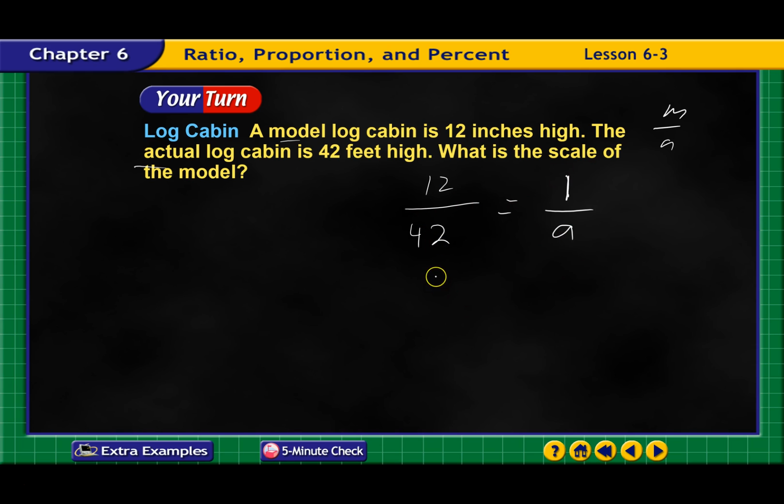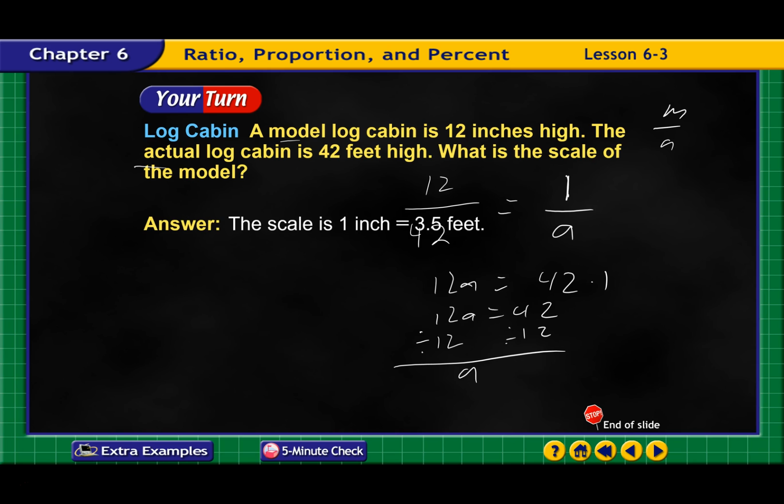So cross products would give 12A equals 42 times 1, which would end up being 12A equals 42. Divide both sides by 12. A equals, I get 3.5. Yeah, 1 inch to 3.5 feet. You can write this in any way you would like. You could do a scale of 1 over 3.5, which doesn't look really good. You could do 1 to 3.5 like this, or 1:3.5. All work.